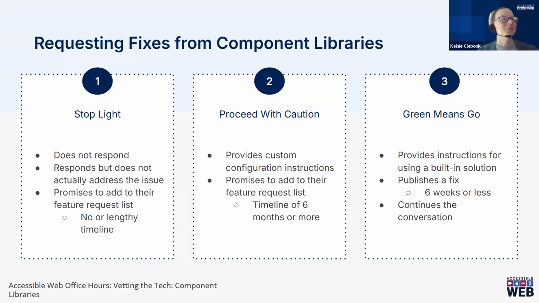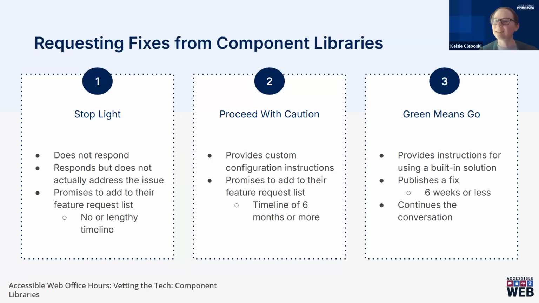So our first test, and these should be a stoplight, probably don't continue with this component library if these are true, is when reaching out to a component library with a bug report or an accessibility issue, if they do not respond at all, if they respond but don't actually address the issue that you've raised, or if they promise to add it to their feature request list and they don't provide any sort of timeline or maybe a really lengthy timeline for when that fix is going to be made. These are indications that they're either not going to be very responsive to bug reports in general, or accessibility issues are not a very high priority. And so that can be a reason to maybe not go with a component library if their response processes aren't very responsive.